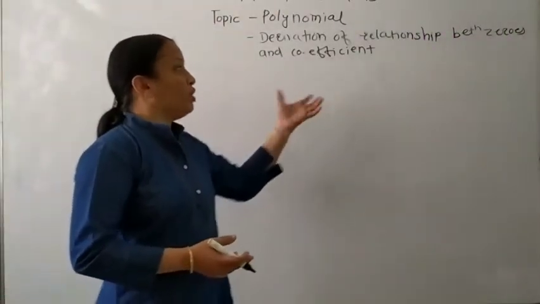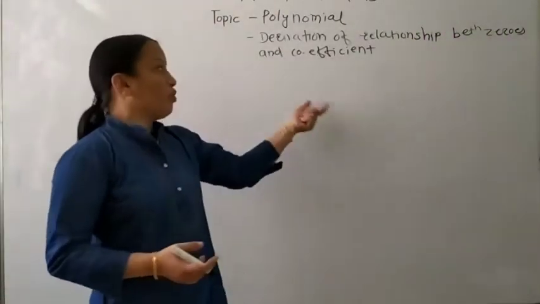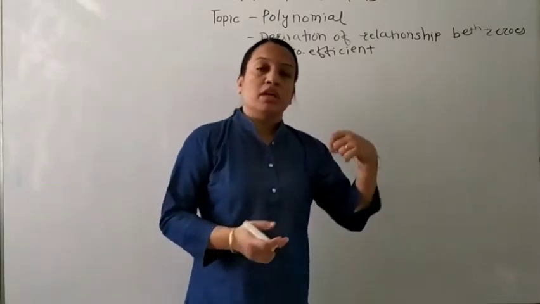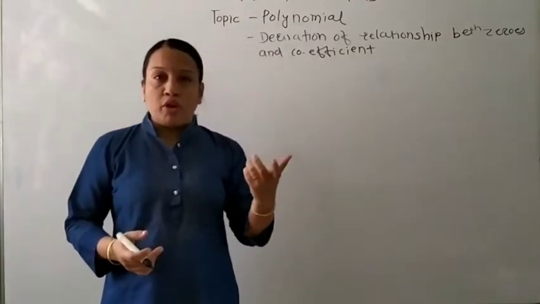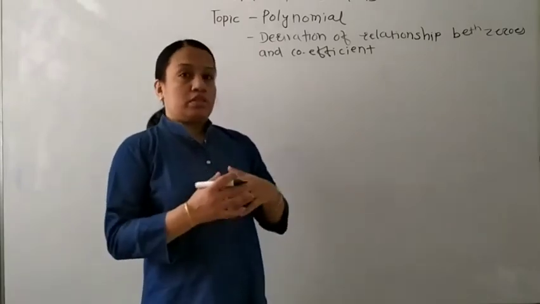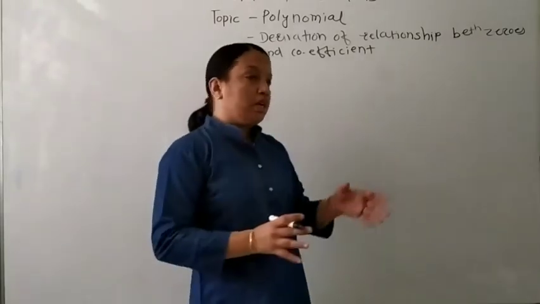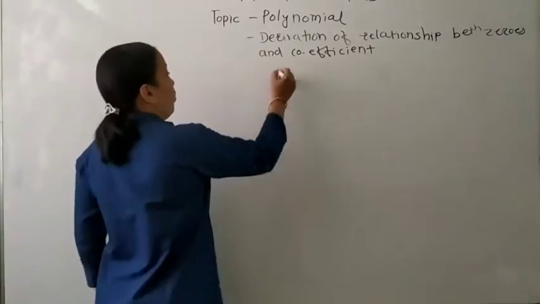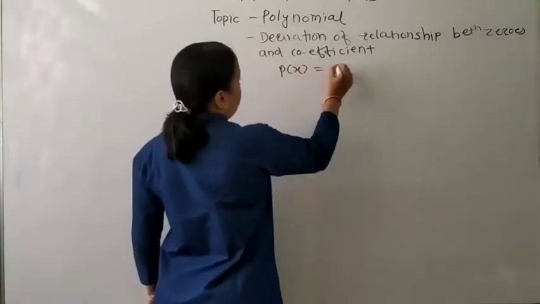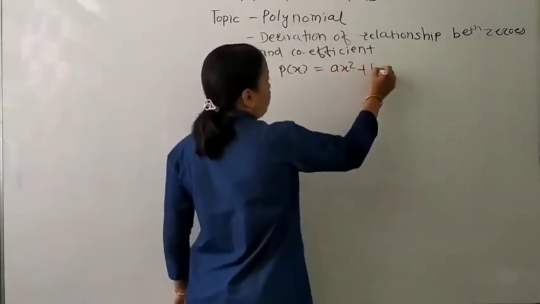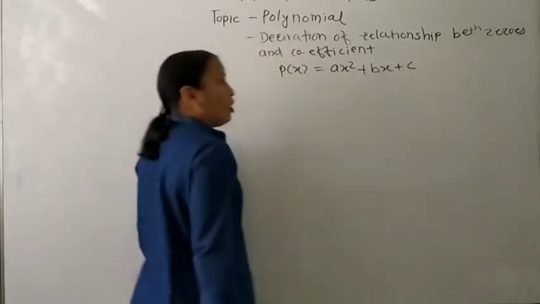We are going to derive the relationship between the zeros and coefficients. We have practically seen this by observing polynomial examples. Now how that comes about theoretically, we are going to discuss. Let P of x be the generalized form, ax square plus bx plus c. This is your P of x.